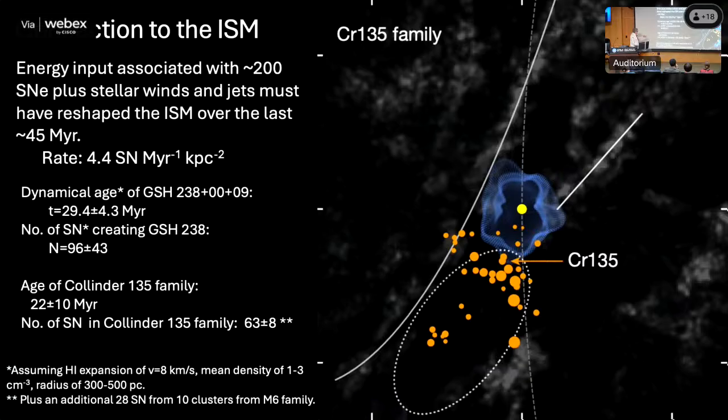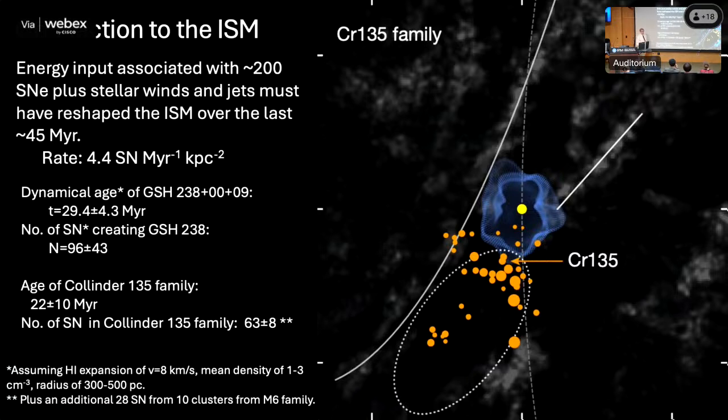This assumes expansion velocities, mean ambient density, radius, and so on. And that is to be compared with what we know about the families of these clusters. The age of the Colander family is about 22 megayears, not a bad match to this age. And the number of supernovae is 63, which is not as close to 96 as you would hope, but it turns out that some of the M6 clusters have also wandered into this region.